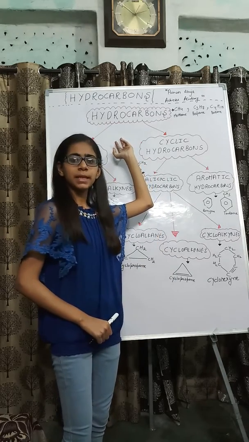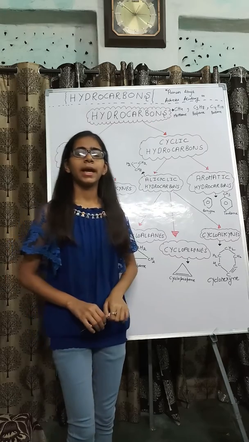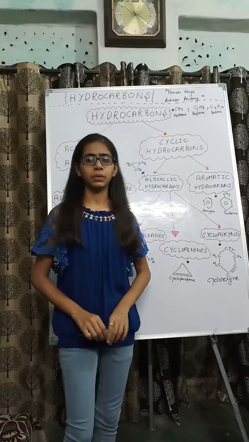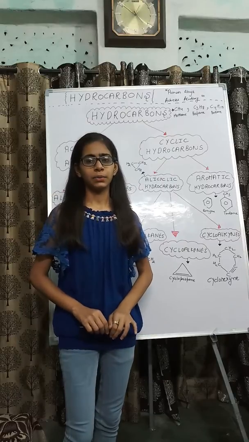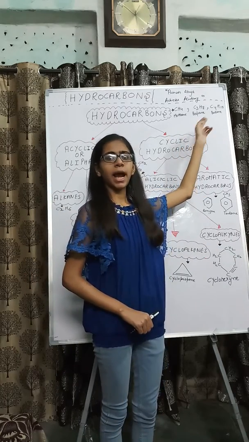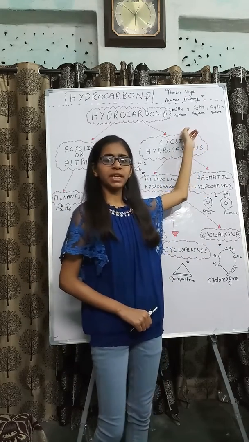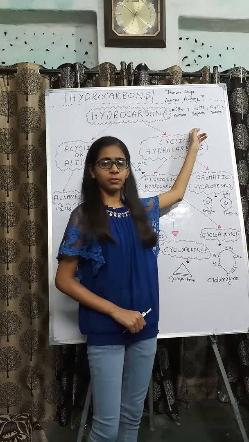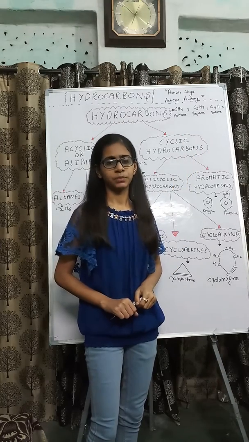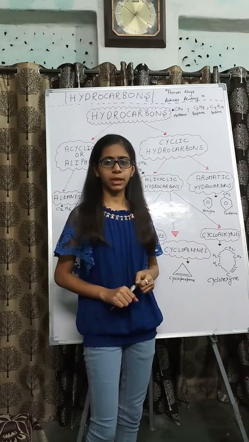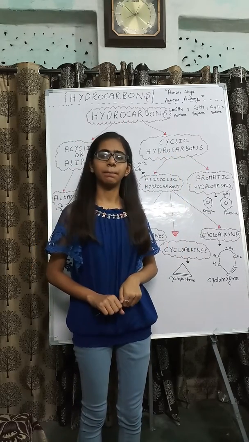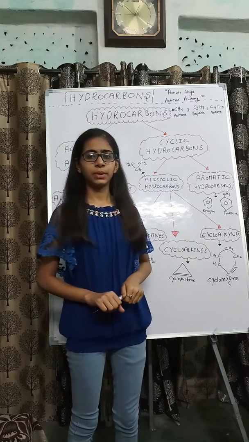As it is clear from its name, hydro means hydrogen and carbo means carbons. So all those compounds which contain hydrogen and carbon elements are known as hydrocarbons. For example, methane, propane and butane. Formula of methane is CH4, formula of propane is C3H8 and formula of butane is C4H10. These are some examples of hydrocarbons, as these contain only carbon and hydrogen elements in their compounds. So these are known as hydrocarbons.